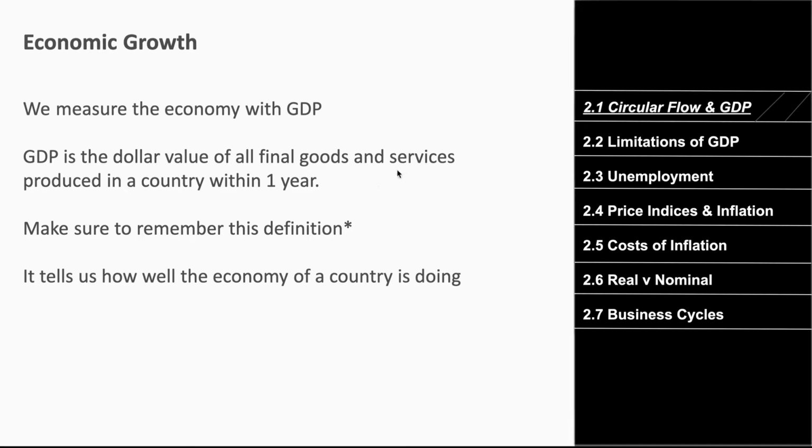You want to remember this exact definition, because on the AP exam, there are a lot of different questions asking you about the definition of GDP in different situations. So you need to know it's all final goods, and it's all goods produced in one year. GDP tells us how well or how big a country is doing in its economy. If a country has a low GDP, we know they're not producing that much. If a country has a high GDP, we know they're producing a lot.